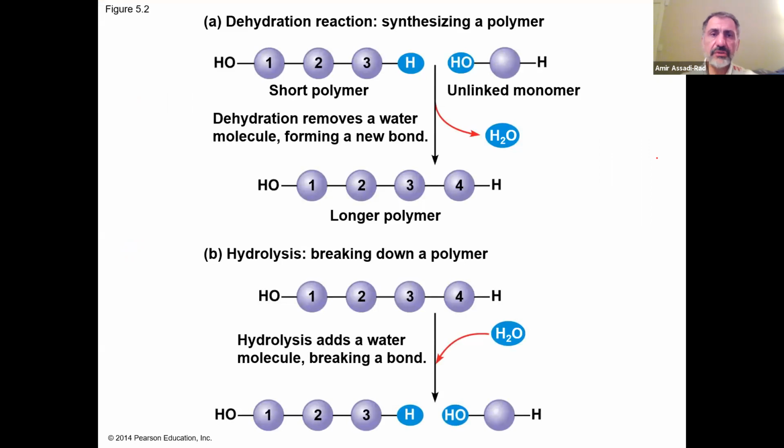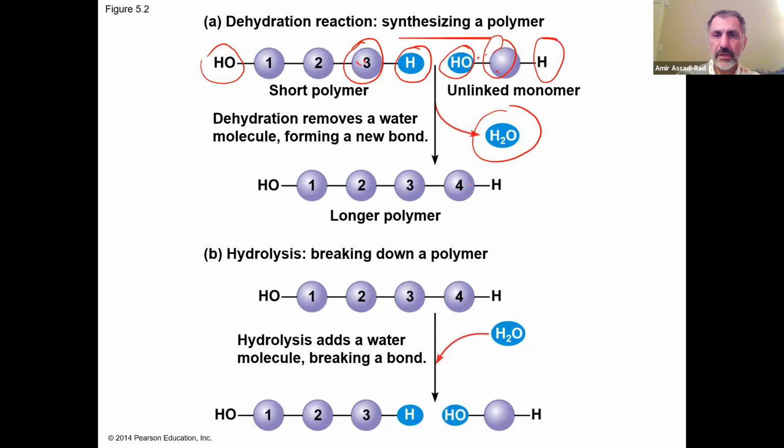Here they are showing it to you. This is a polymer: A, B, C, D, 1, 2, 3, 4, whatever it is. One end is a hydroxyl, and the other end is just a hydrogen. When these 2 come together, the OH of this one is combined with the hydrogen of that one. It gives you a water molecule.